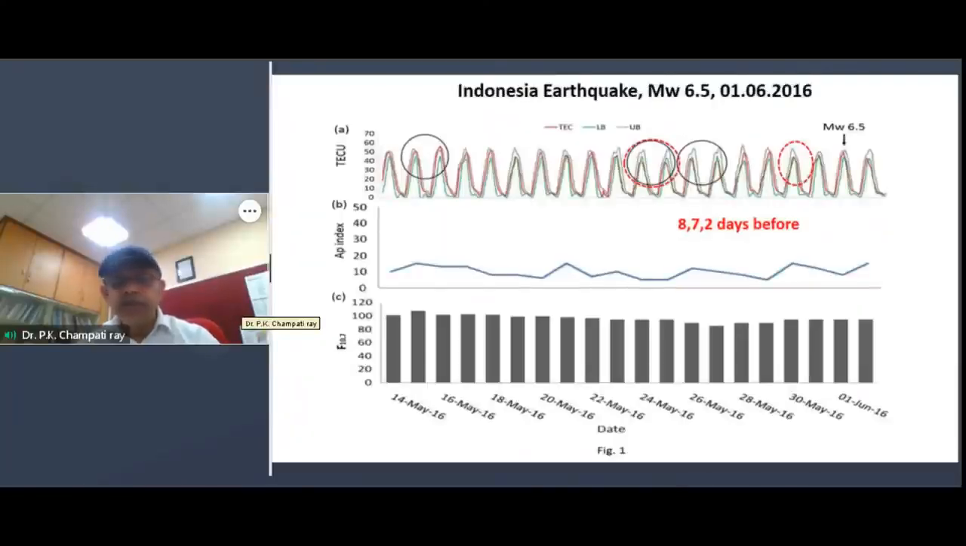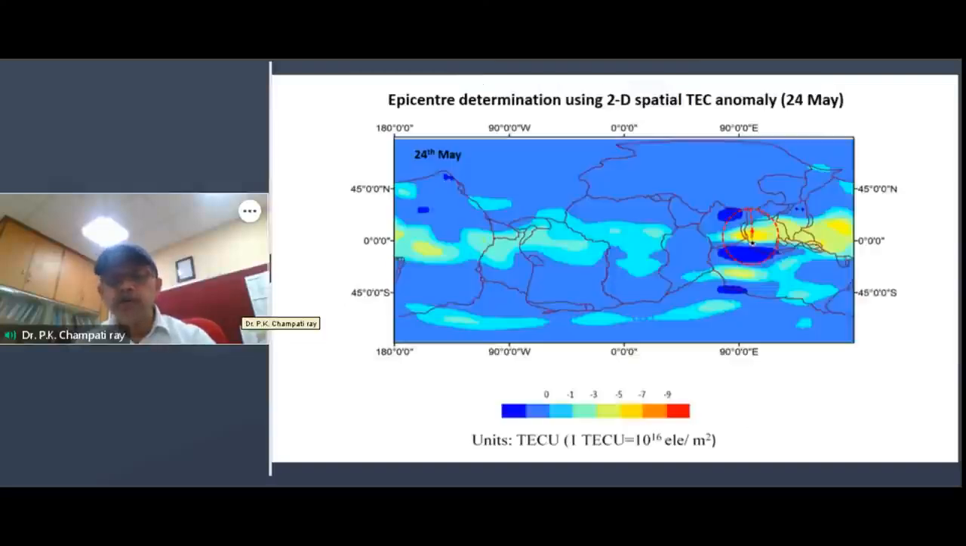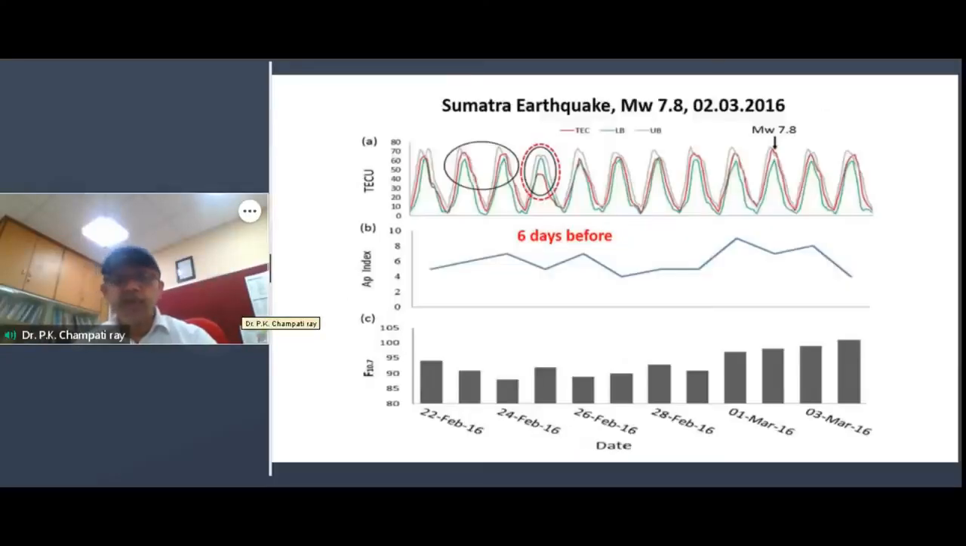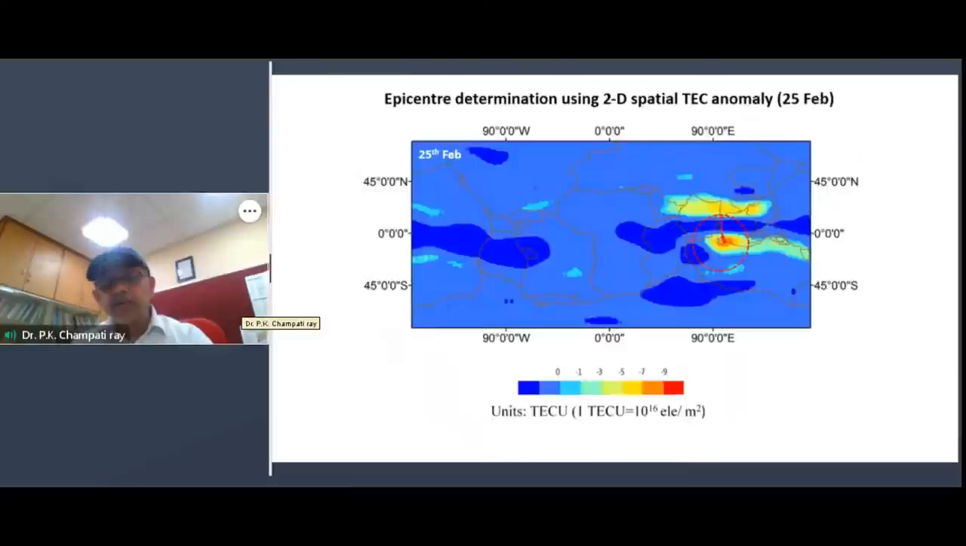Similarly, we checked for the Indonesia earthquake. The story is the same: 8, 7, 2 days before, we see the anomaly. We rule out the effect of the solar flare and the magnetic storm, and correlate successfully with the epicenter. I'll show you that. You can see the epicenter location and the anomalous zone location. So again, it's very, very close. Now, the Sumatra earthquake is another earthquake we have considered. 6 days before the 7.8 magnitude earthquake, we saw a significant anomaly, and we also see the epicenter and the anomalous zone very close to each other.